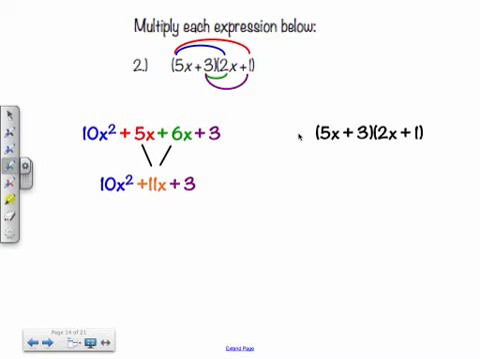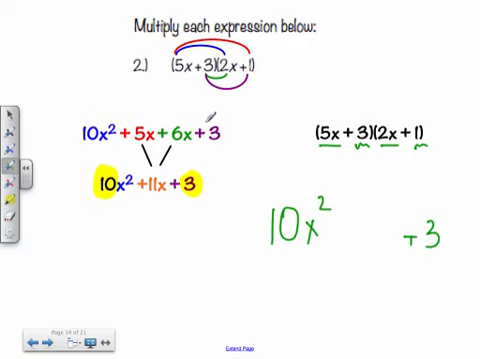So looking at this method, there's something very important that I want to make sure that you notice, and that is where the a value and the c value come from. So just like we just said, the a value is 10, and if you notice, when you multiply the first term in each set of binomials, you will end up getting 10, and then obviously x squared. So this right here, this 10, comes from the first term in each set of binomials. Now if you notice, the c value is 3, and that comes from the last term in each set of binomials, so you end up getting plus 3.